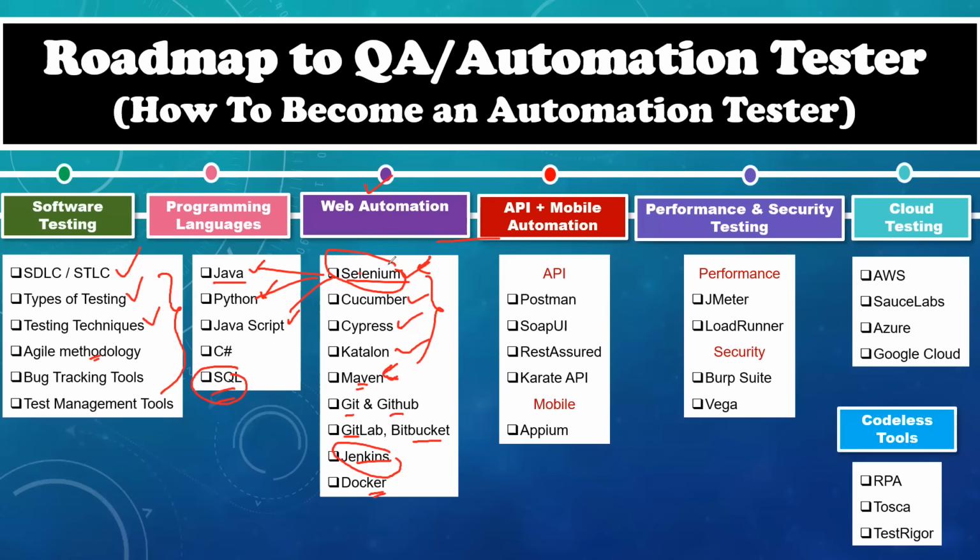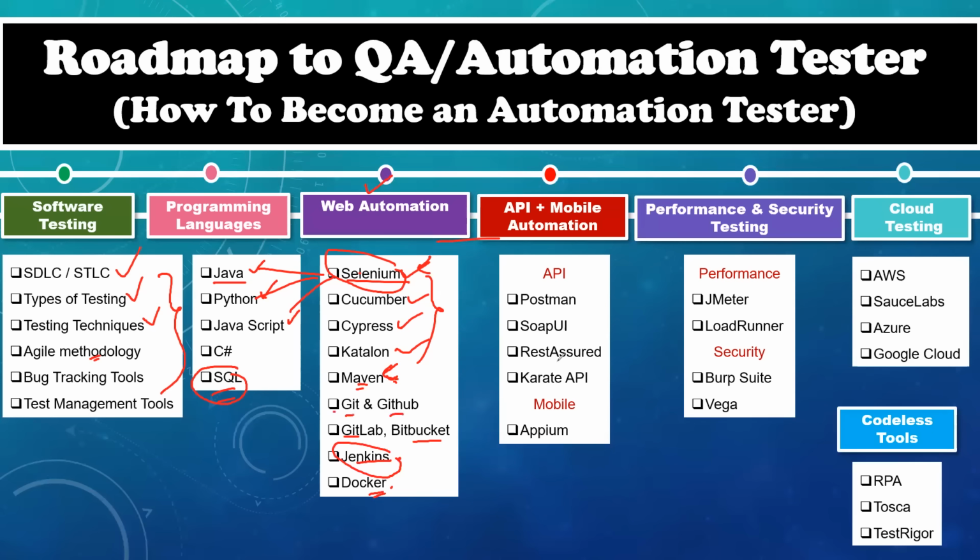But initially you can start learning Selenium with Java or Selenium with Python, then Cucumber. And after that you can learn some Maven, GitHub commands and Jenkins, and then you can learn Docker commands and so on. So if you learn all these things, you are eligible to be an automation tester. Then you can apply for jobs as an automation tester.